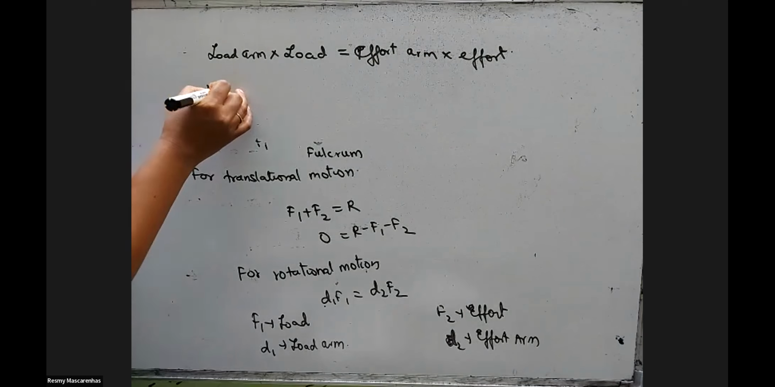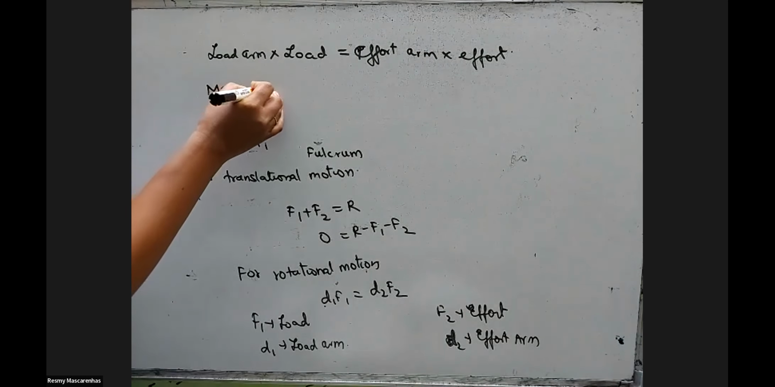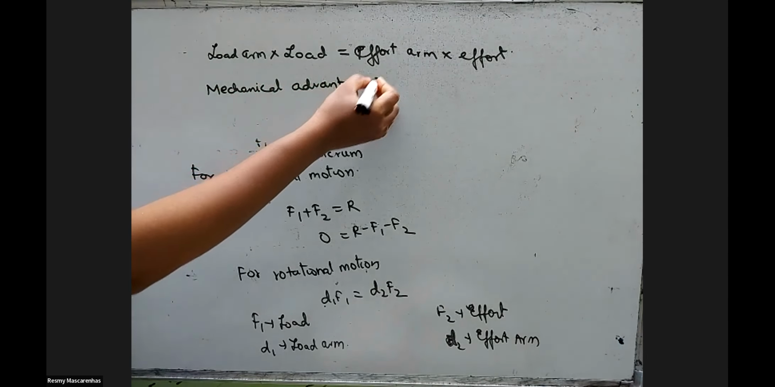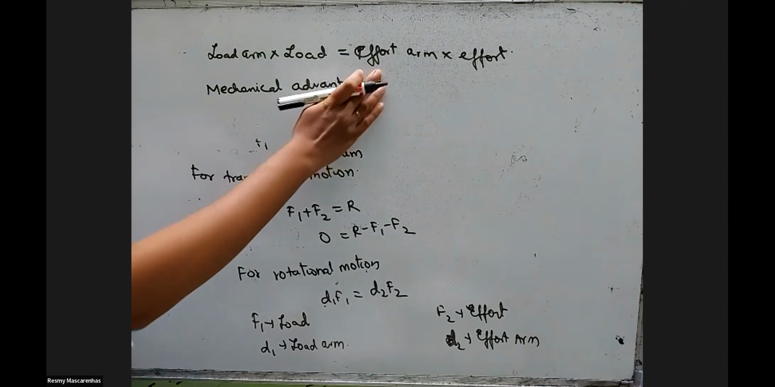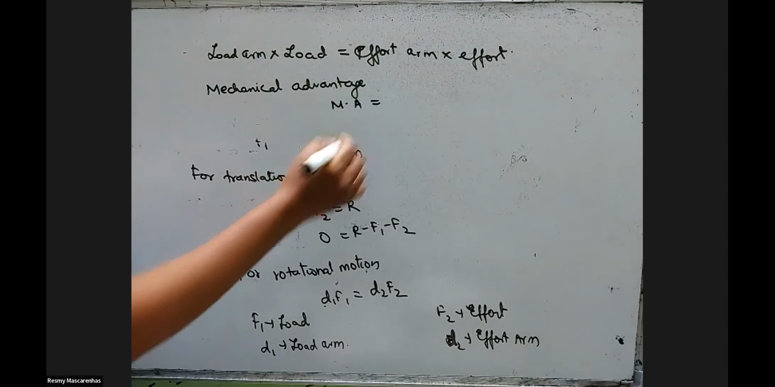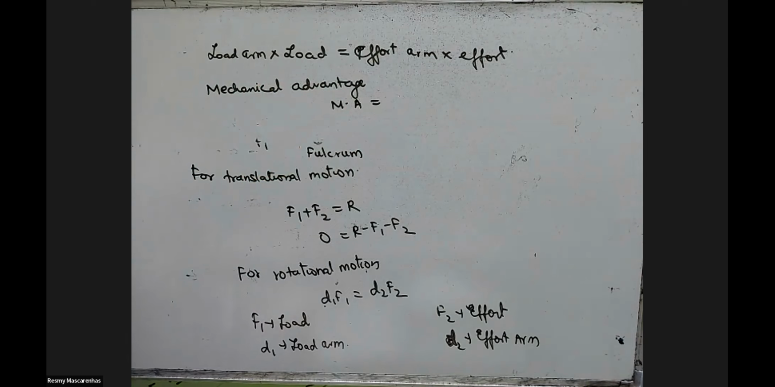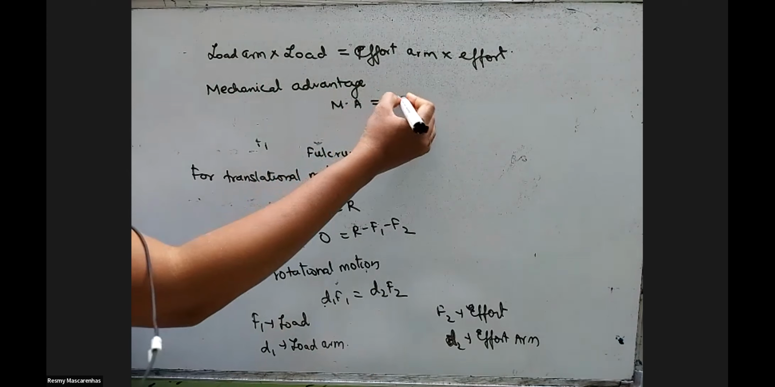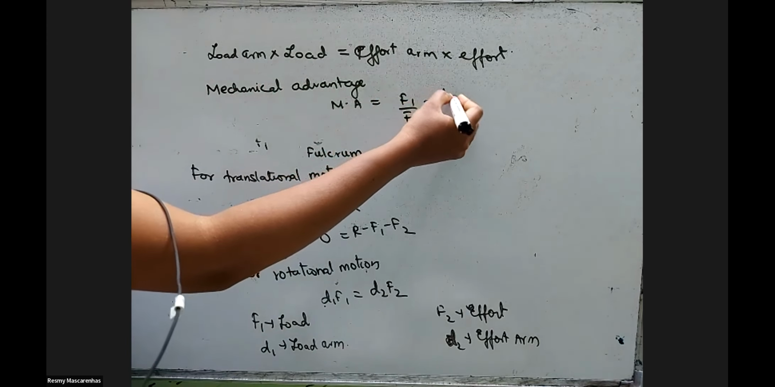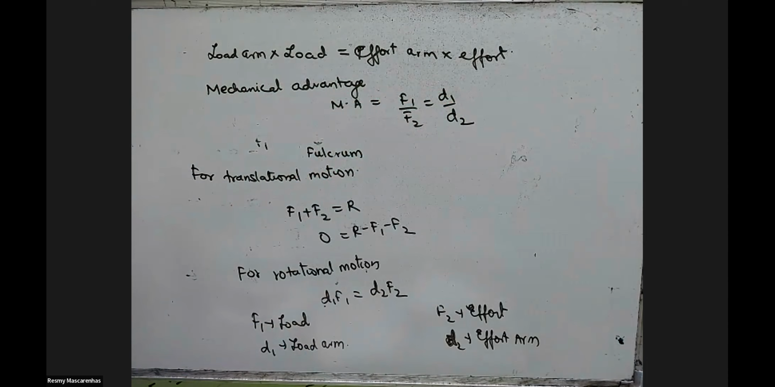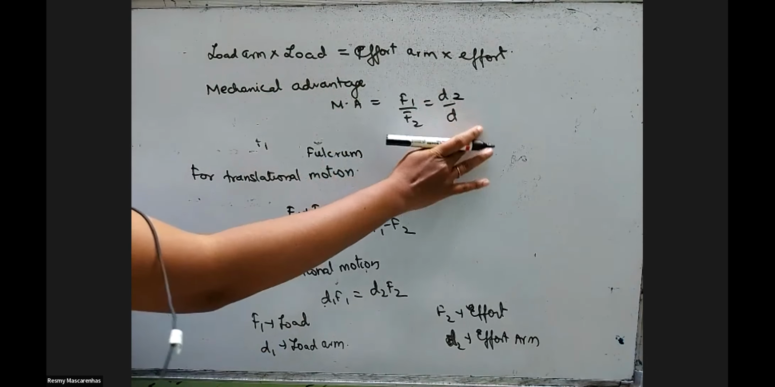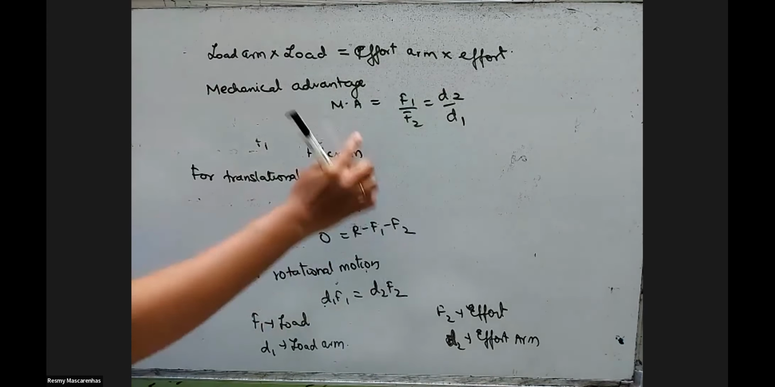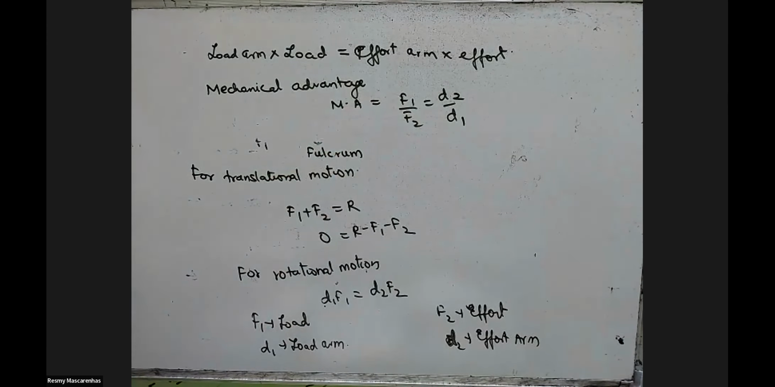Okay, there is a word called mechanical advantage. It is nothing but the ratio. Mechanical advantage is always the ratio, this upon this. F1 upon F2 is always equal to D2 upon D1. Okay, F1 is brought here, D2 is brought here. So that value is called the mechanical advantage.